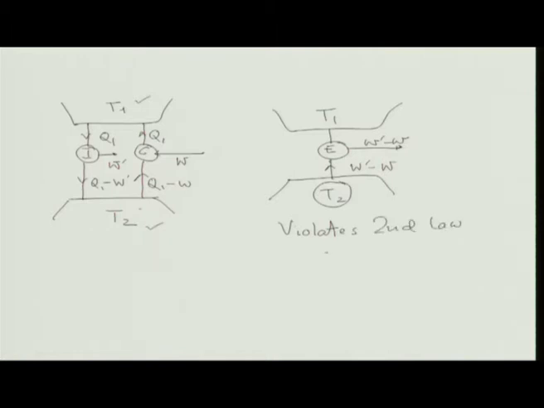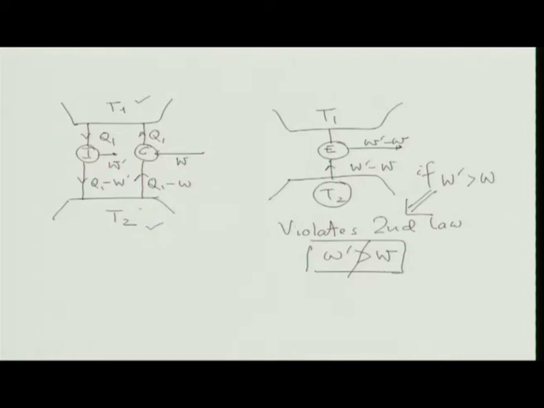If I assume W prime is greater than W. So, the argument was W prime cannot be greater than W. So, W prime is never greater than W. If W prime is greater than W, I violate the second law. This system violates the second law. This was the argument.